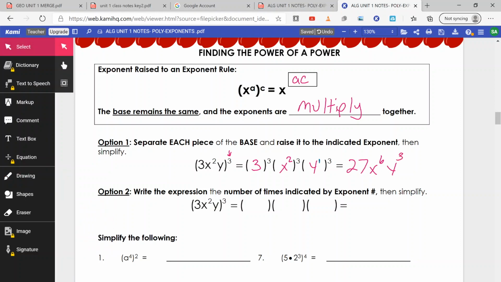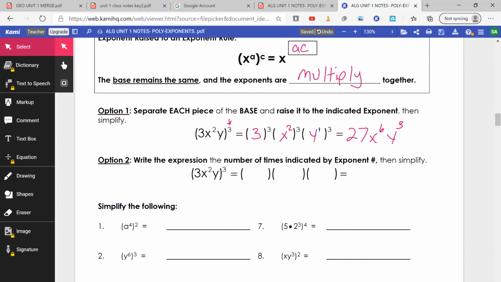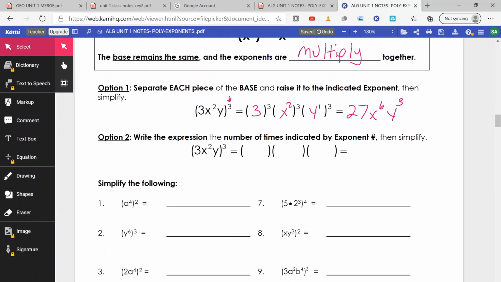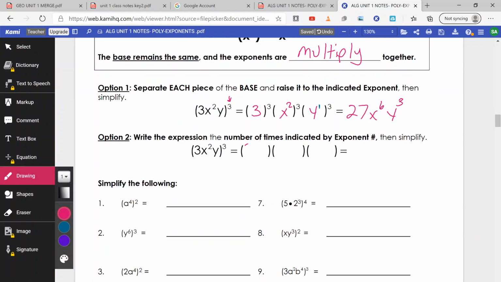The other option we have is write down what's inside the parentheses, the number of times the outside exponent is. So we can say 3x squared y, 3x squared y, 3x squared y. And now we can multiply everything that's the same. So this format is similar to what we saw up in the previous section. Multiply similar numbers. 3 times 3 times 3 is 27. X squared times x squared times x squared.